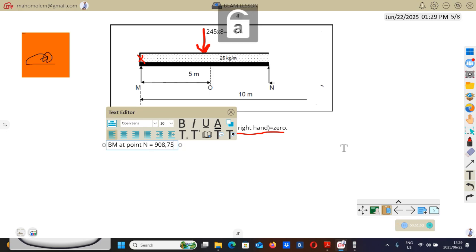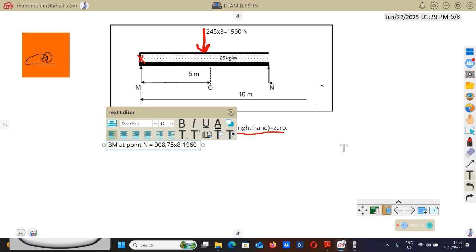908.75 multiplied by the distance from N to M, which is 8. And from there you will have a downward force. It's minus 1960 multiplied by... remember that 1960 is from where? It is from changing the UDL to point load.